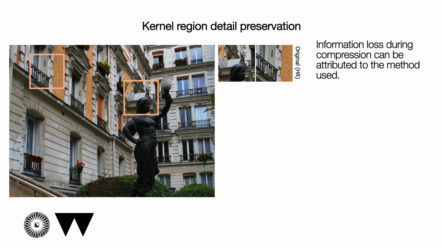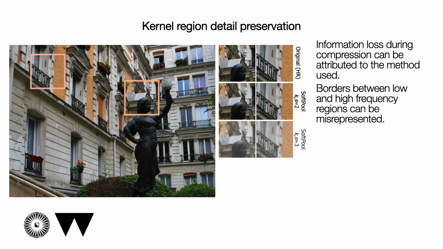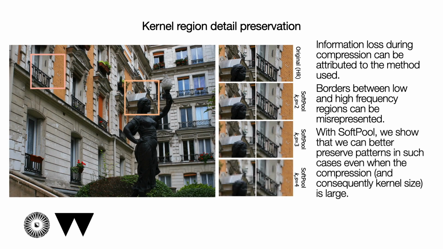Information loss during compression can be attributed to the methods used. More specifically, borders between low and high frequency regions have been misrepresented. With SoftPool, however, we can show that we can better preserve patterns in such cases, even when the compression and subsequently the kernel size is large.